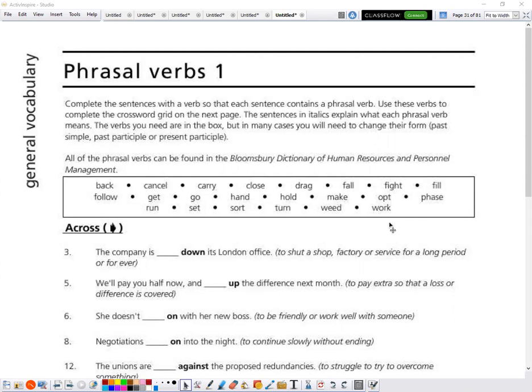تعالوا نجرب على الإجابات بتاعتنا. Number one اللي هي number three بالنسبة لنا طبعا في الكلمات. The company is down its London office. وبيقول لك عشان أبسط لك المعنى هيبقى معناها to shut a shop, a factory or a service for a long period or forever. يا ترى it means what? Down.